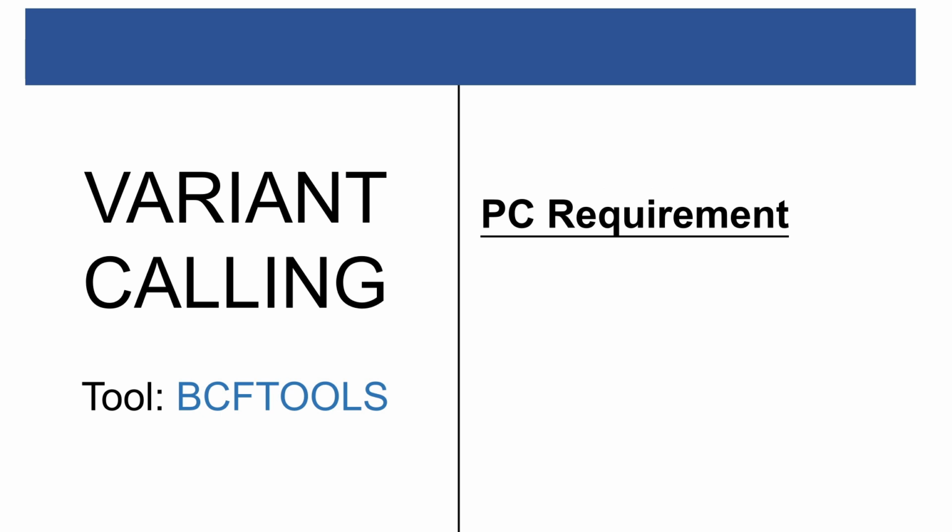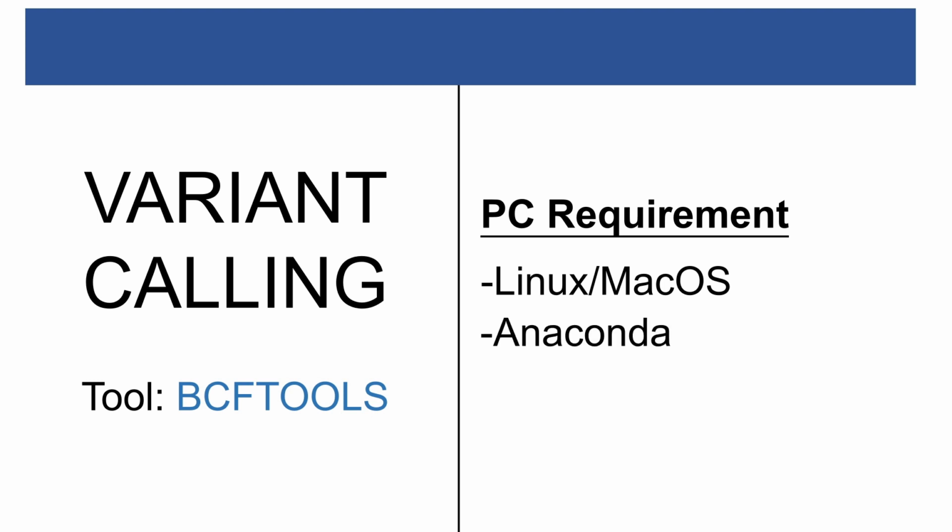In this tutorial, I am going to show you how you can call variants using BCFTOOLS. In order for you to follow this tutorial, you need to make sure you have a Unix-like operating system, i.e. Linux or macOS. In addition, you should have Anaconda installed on that PC. Anaconda will be used to install the tools and packages you will use for this exercise. I have a separate tutorial that shows you how to install Anaconda, so just watch that video to set up Anaconda on your system. The link to that video is in the description box.